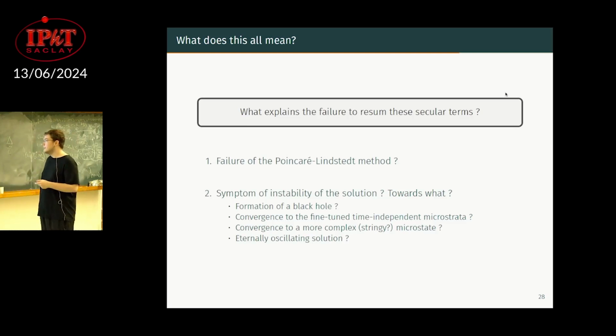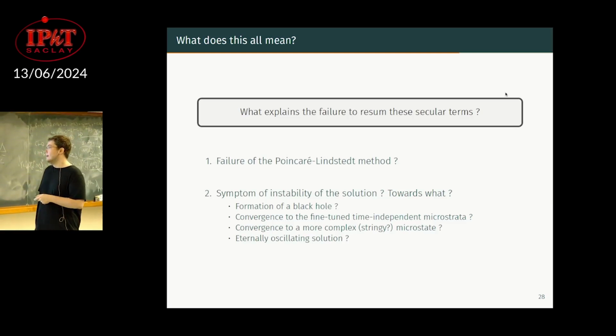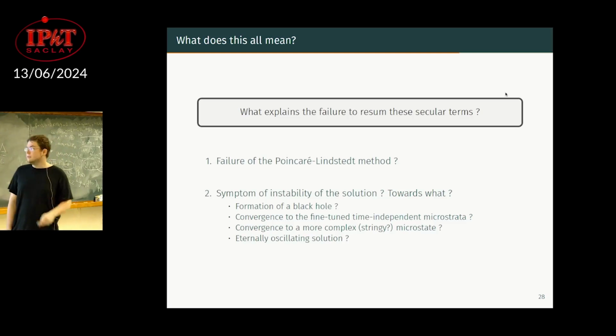And the second possibility is that the solution is unstable and converges to a fine-tuned time-independent microstrata, say the spatial locus microstrata. Perhaps the spatial locus acts like an attractor, and these solutions will naturally converge to it. Another possibility is that we converge to something else entirely. Maybe there is a more complex microstate, as I was saying, in 6 dimensions or so on. And the last possibility is that we have an eternally oscillating solution.